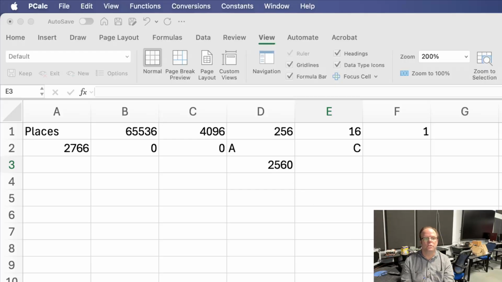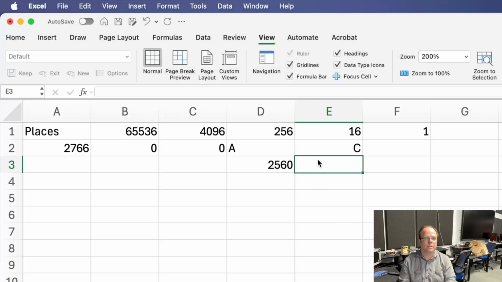So that's how much I've accounted for. So what I'm going to do is say, 2,766 minus the 2,560 I've already accounted for, I'm left with 206. I've got to figure out how to get 206 more. Well, how many 16s could I use to get there? We divide this by 16, and it gives me 12 point something. Great. So I can do 12, and 12 is C. If we do 12 16s, that is 192, right?